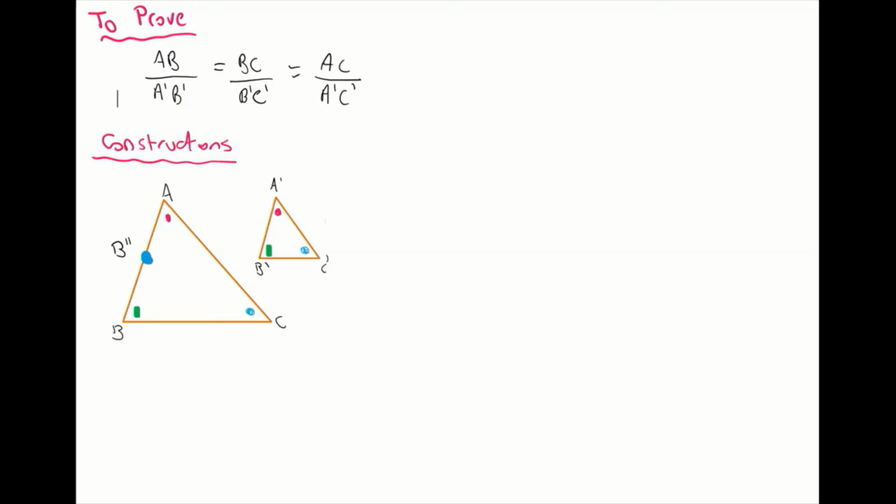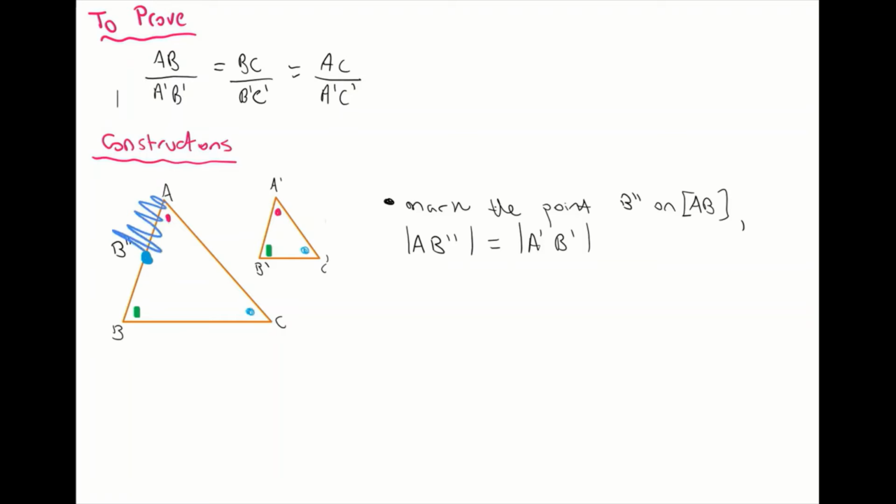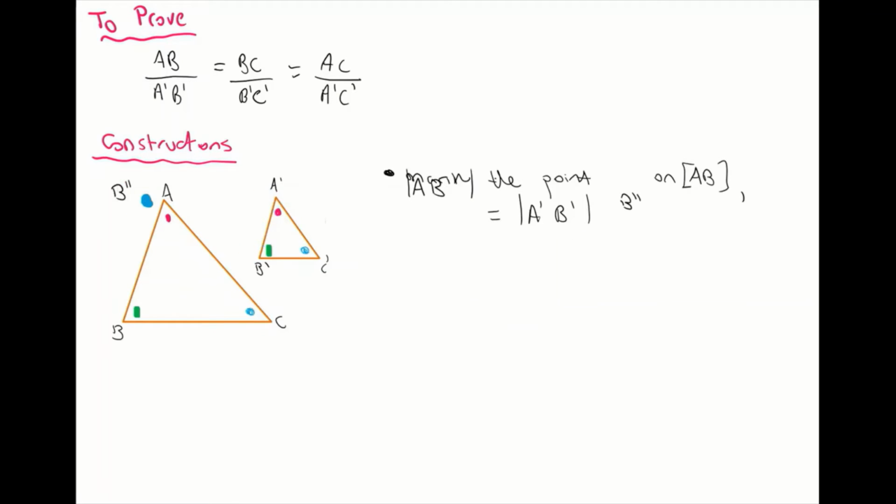So what I've drawn. Okay, so I've marked the point B double dash on the line AB, and now I also want to state that its length AB double dash is equal to A dash B dash. So it'll make sense now when it's written down. Okay, so that's what I know is true. Again, look at the diagram. Basically what that means is that the distance from A to B double dash is the same as the distance from A dash to B dash. That's basically what that means.